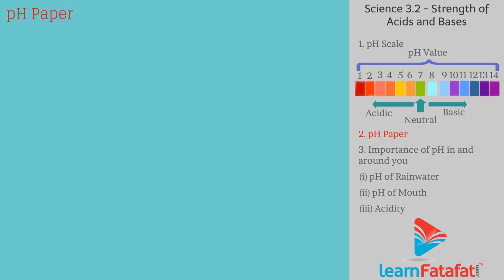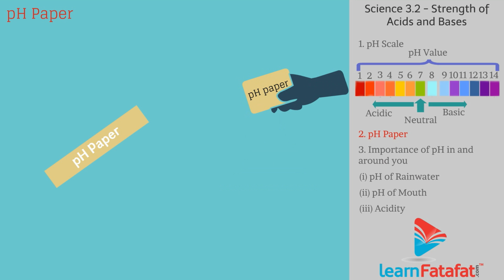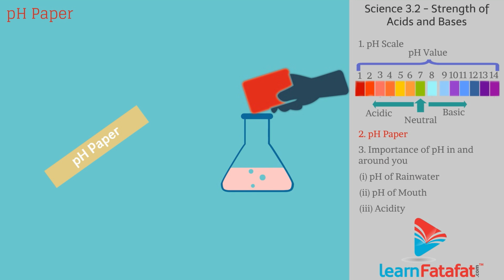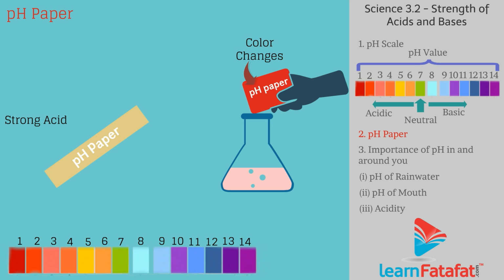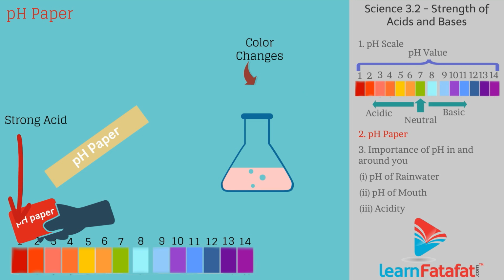pH paper. Generally, paper manufactured using universal indicator is called pH paper, which is used for measuring the pH. This paper is dipped into the solution. Being universal indicator, it shows color change. The changed color is matched with the pH scale, and the respective value indicates the strength of the solution.